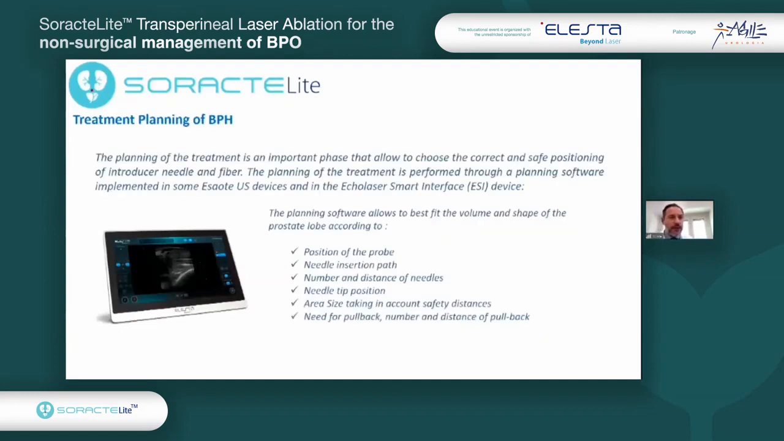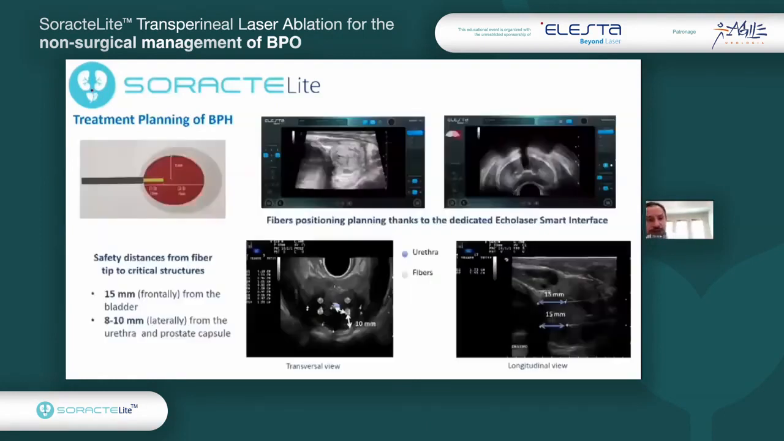So the treatment planning for BPH is a very important phase. Basically, when we perform the ultrasound examination, we have to keep in mind where to position the probe, what the needle insertion paths are, the number and distance of the needles, where to place the needle tip, and also the area size, taking into account the safety distance from the capsule, from the bladder neck and from the urethra. And then we pull back at the end of the first part of the procedure, just to treat a larger amount of the gland. And this is basically what we do.